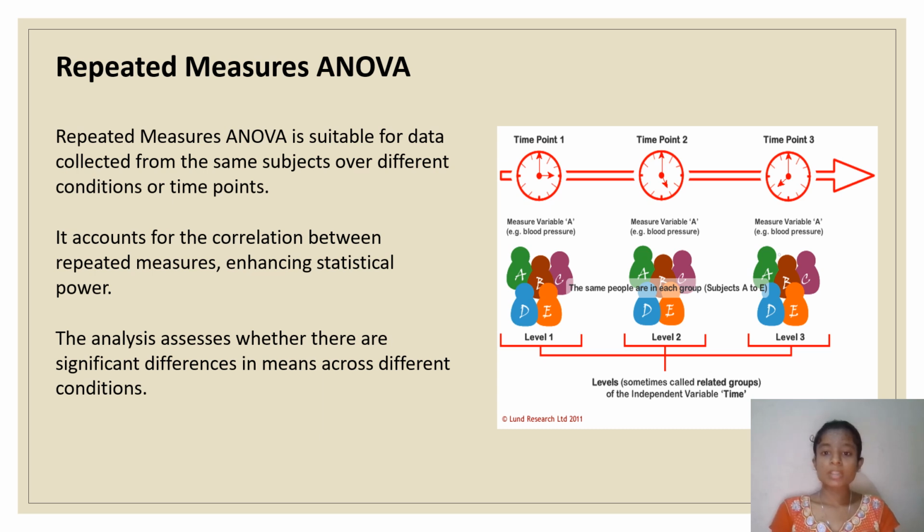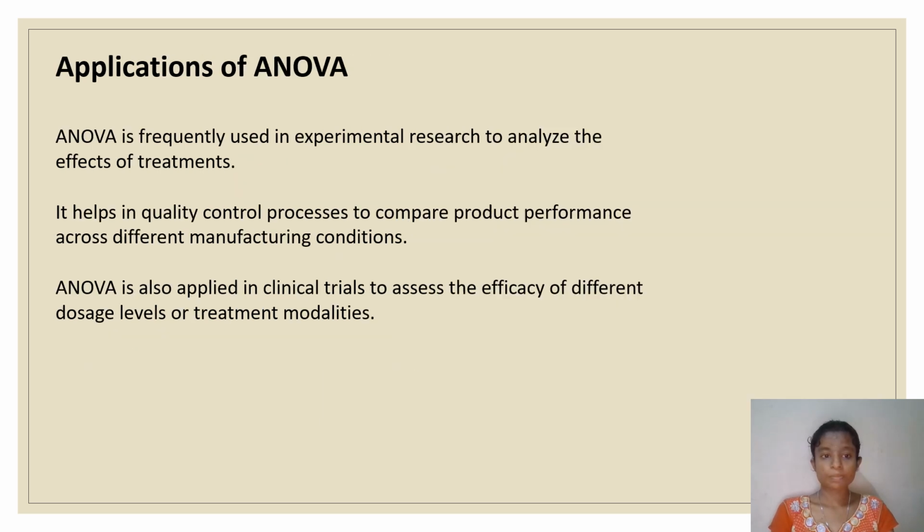Repeated measures ANOVA. Repeated measures ANOVA is suitable for data collected from the same subject over different conditions or time points. It accounts for the correlation between repeated measures, enhancing statistical power, for example from type 1 to 2, 2 to 3, measuring a variable such as blood pressure at level 1, level 2, level 3. These analyses assess whether there are significant differences in means across different conditions.